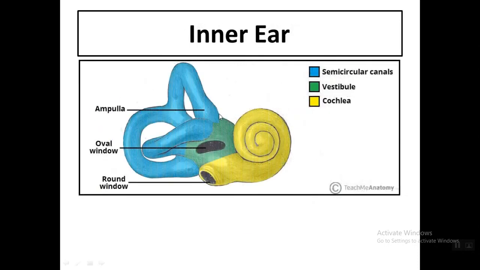This is the inner ear, which is a bony part. This is the cochlea. And this is the vestibule. And these are the semicircular canals. This is the oval window and this is the round window.